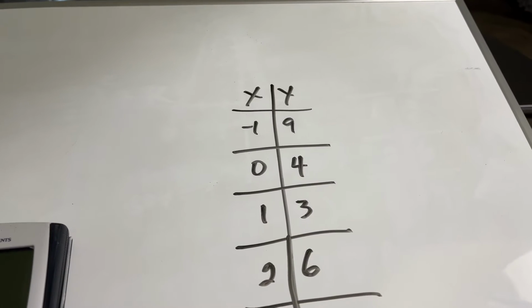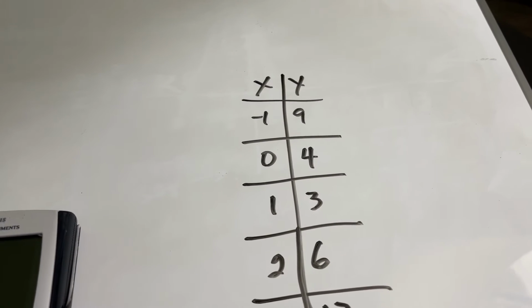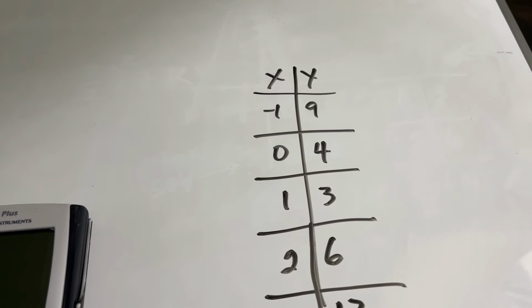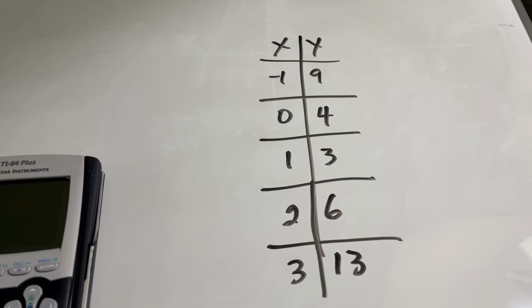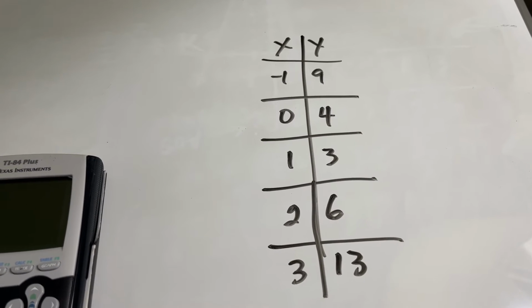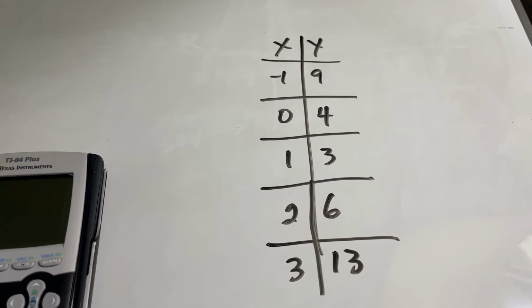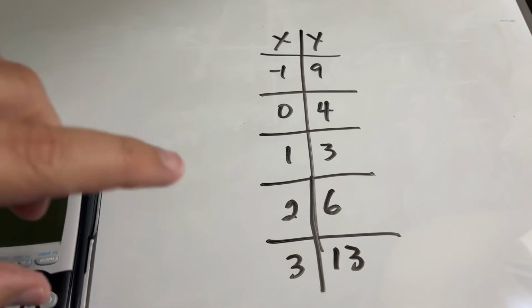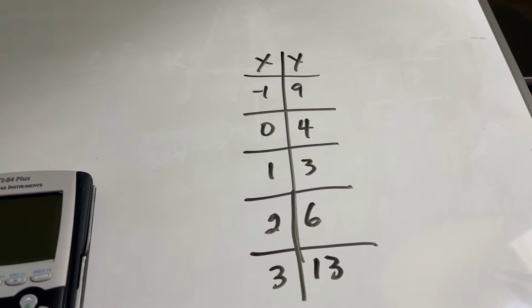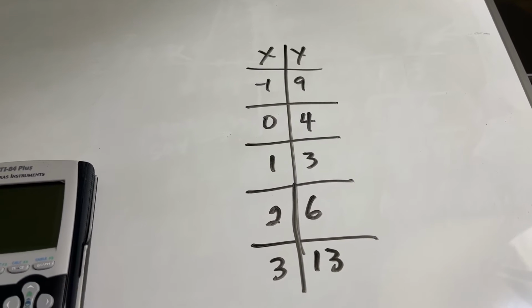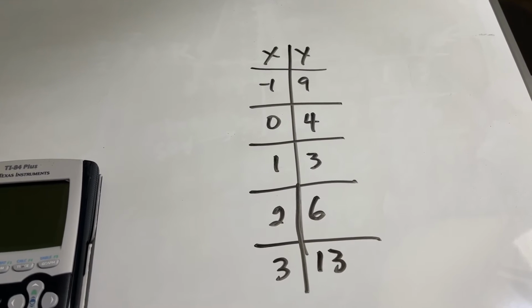Hey guys, I want us to consider how to write the general form or the standard form of a quadratic when you're given a table of values like this. In the past we've been given the equation and then we've come up with the table. So now we're doing it the other way around. What if you have a table and you have to come up with a general equation?